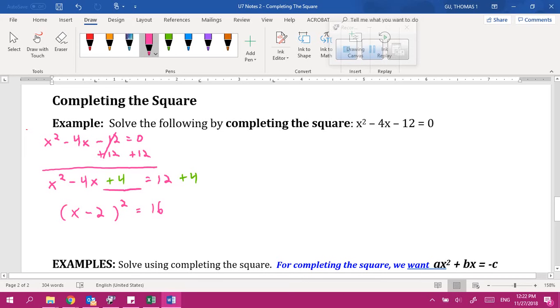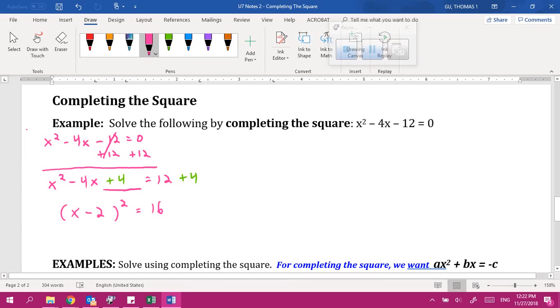So wait, which one's the answer? There's no answer yet. We have to solve for x, right? So this is the completing the square part that we just did. So now we have this perfect square, and from here it's easy to solve because we can just take the square root. So let's solve for x then. We've got x minus 2 squared equals 16.